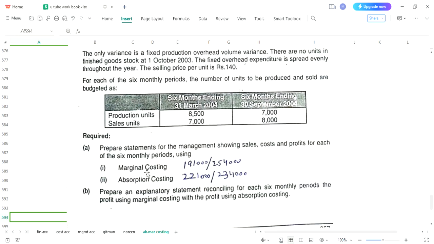And you can see that we need to make an income statement according to marginal costing and an income statement according to absorption costing. Why do you have two answers? Because there are two time periods. First for 6 months, second for 6 months. So there is an income statement for the first 6 months and for the second 6 months. So we will have two income statements for marginal costing, two income statements for absorption costing.